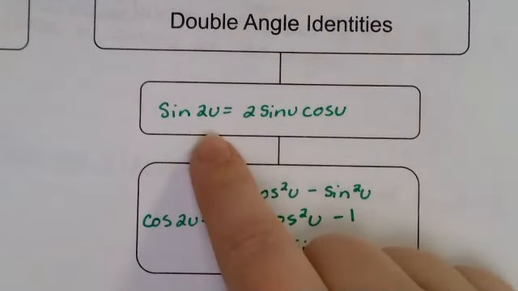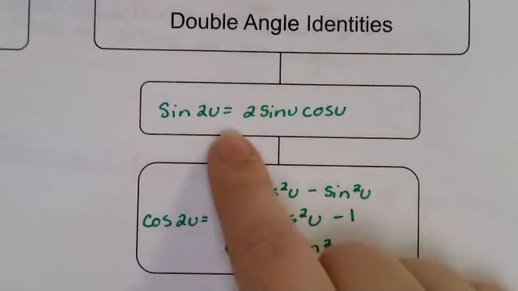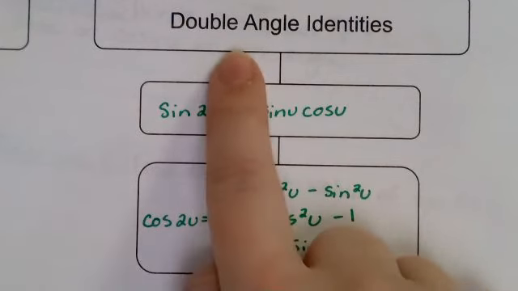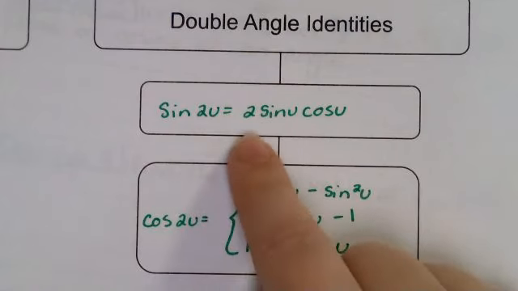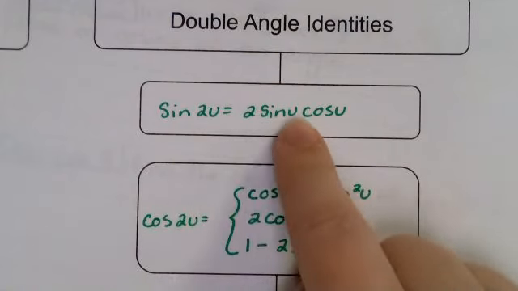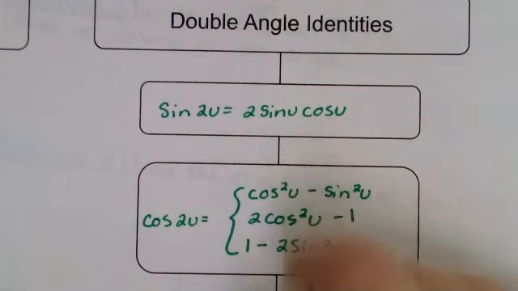All right, but for the double angle identities, we've got sine of 2u. That's why it's called double angle. You double the angle, right? Sine of 2u equals 2 sine u cosine u. And this is, again, being multiplied, right?